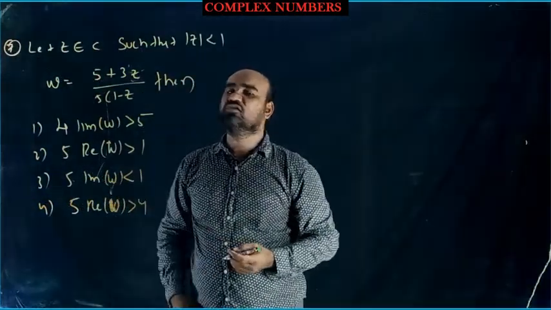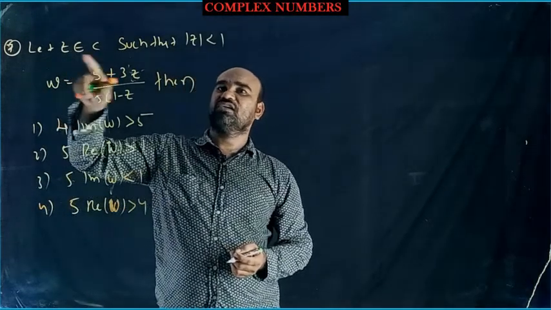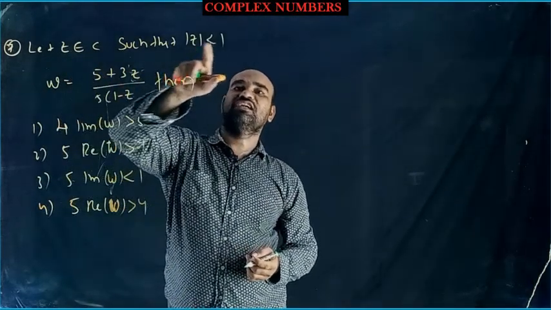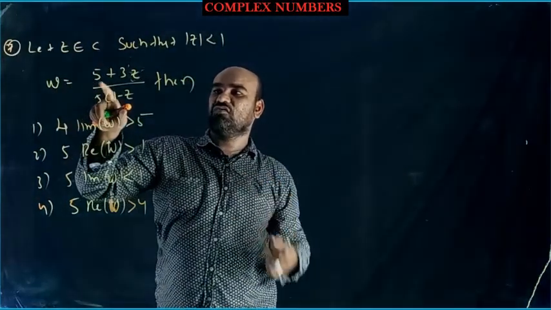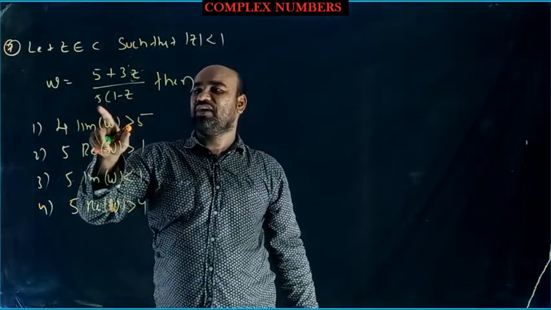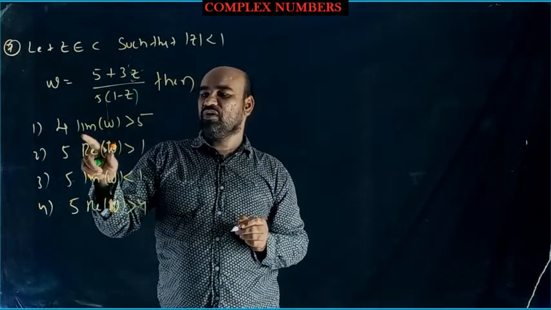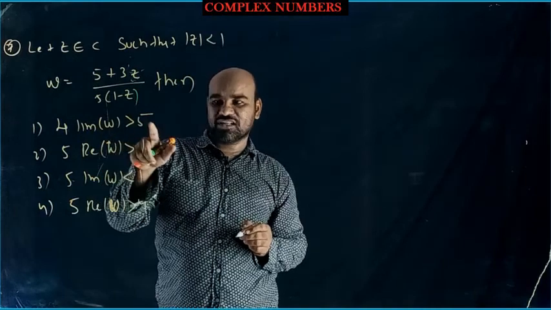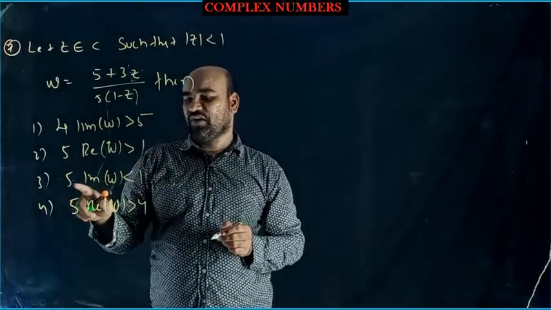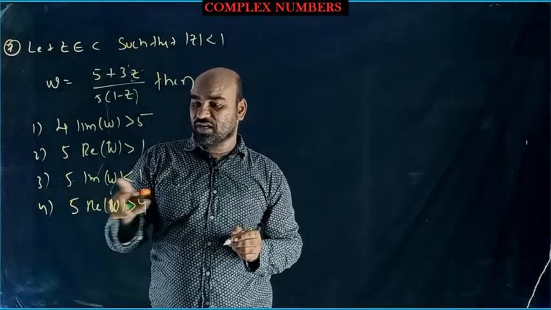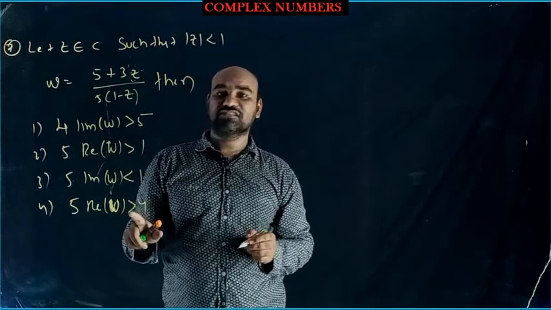Students, another question. This is also JEE Mains 2019. Let z be a complex number such that modulus of z is less than 1, and omega is equal to 5 plus 3z by 5 times 1 minus z. Then: 4 times imaginary part of omega is greater than 5; 5 times real part of omega is greater than 1; 5 times imaginary part of omega is less than 1; 5 times real part of omega is greater than 4.